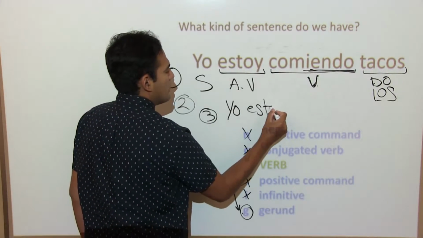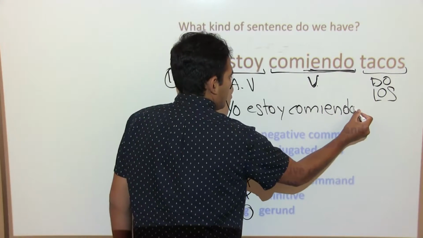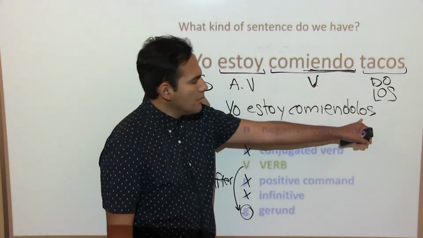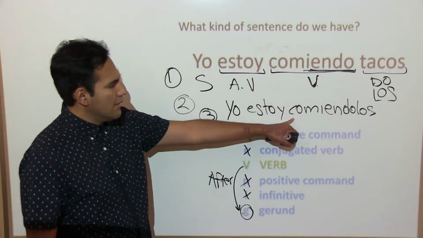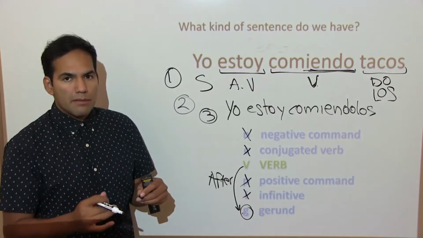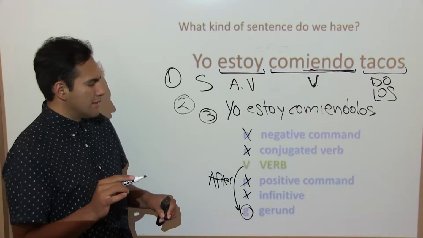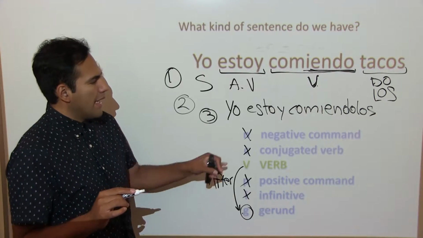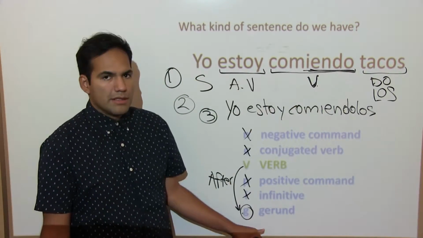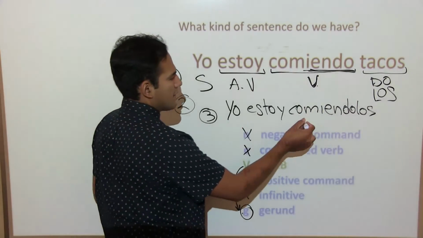Yo estoy comiéndolos. And notice how when we have a gerund, we attach the pronoun and make one word. So remember to always make one word when they go at the end of the sentence, okay? And so yeah, specifically with gerund, that's when you have to attach. And another thing you have to watch out for is the accent.